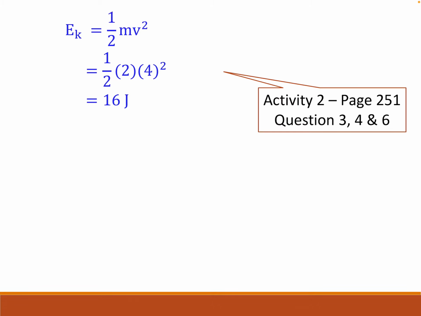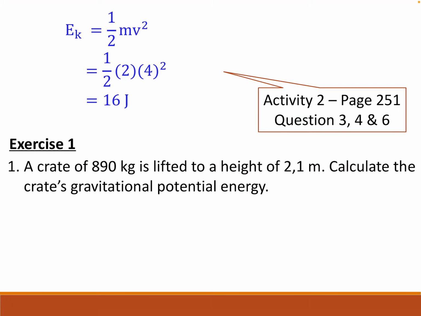So, pause the video. Do activity 2, page 251, questions 3, 4, 5, and 6. The memos will be on Teams. Okay? Let's go back to this. We're now looking at an extra exercise. So we have a crate of 890 kilograms. You might want to do activity 2 after this exercise.